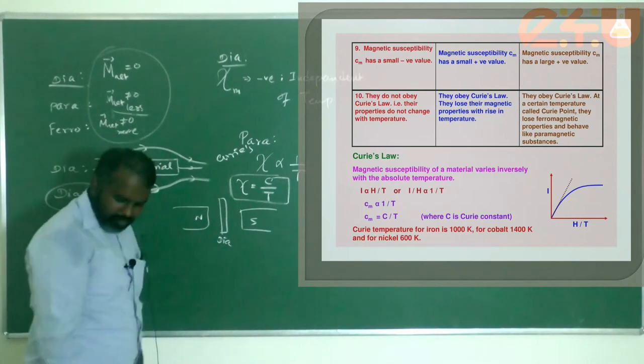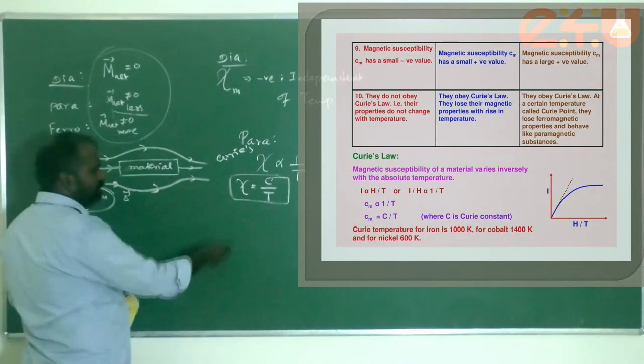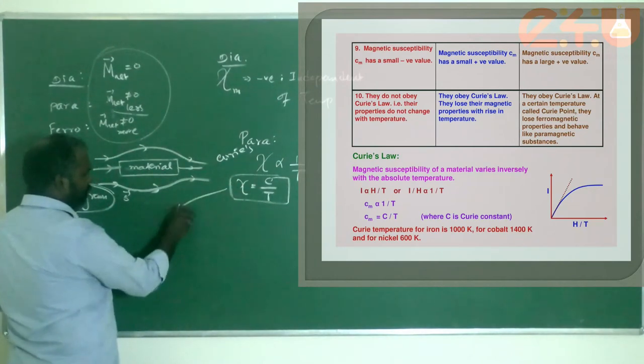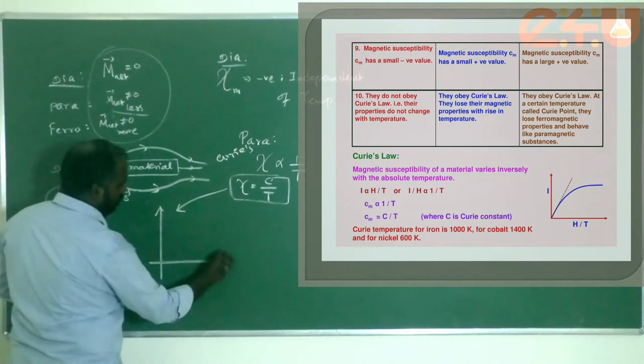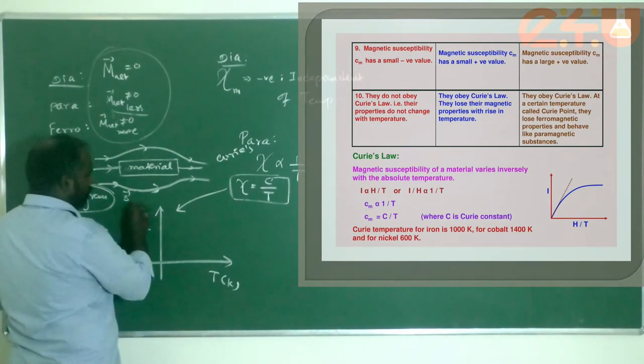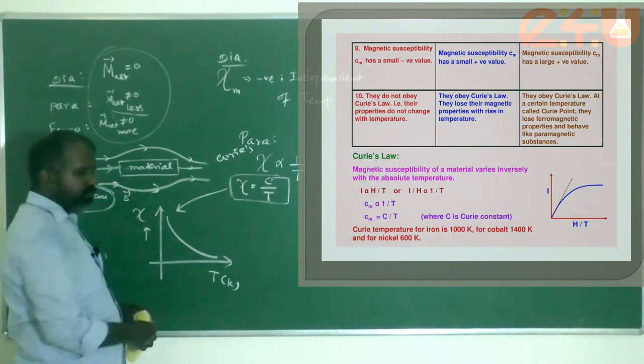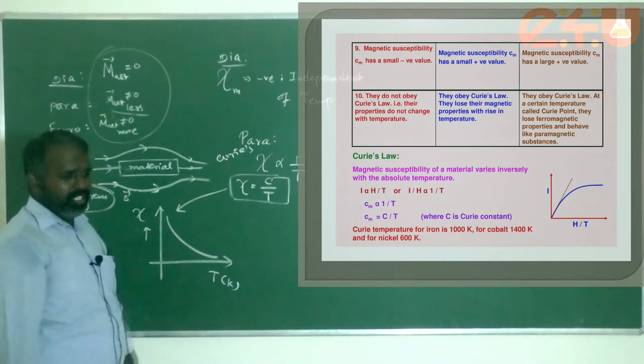When you draw the graph for this, the graph will be a rectangular hyperbola. T in Kelvin, and this is in SI, and there will be a positive and smaller value. So it changes like this.